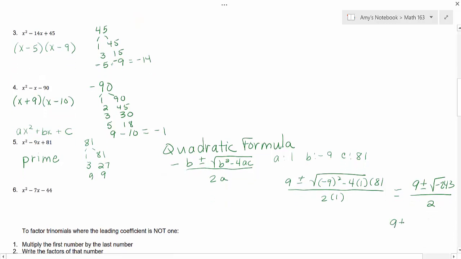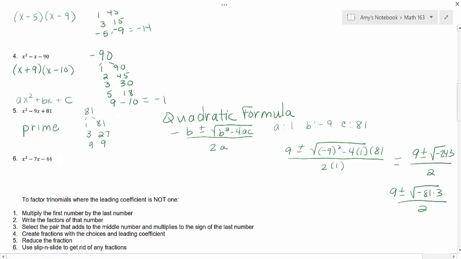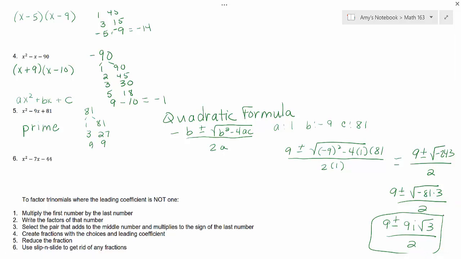So you have 9 plus or minus the square root of -81 times 3 over 2. You could break that down to 9 plus or minus 9i times the square root of 3 over 2. And I would just leave my answer like that. You could reduce it more if you want, but I would totally leave it like that. So you have 2 imaginary numbers there.